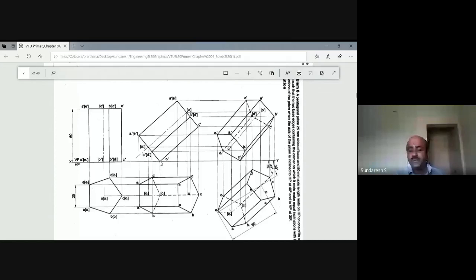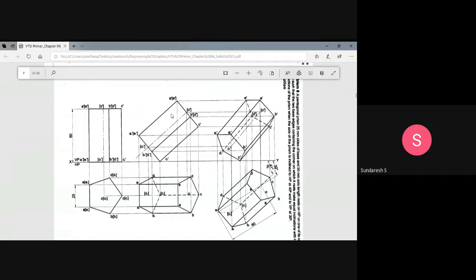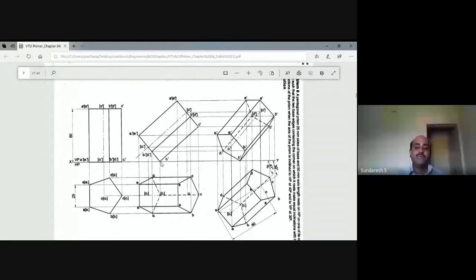If you make this C1 dash above or below the XY line, starting from the second position you will get 0 marks. The problem will be treated as wrong and you will be given 0 marks from the second position on. So be careful that the base corner should be on HP. That is satisfied by making C1 dash, the base corner, be represented on the XY line. Therefore, first you mark C1 dash on the XY line.